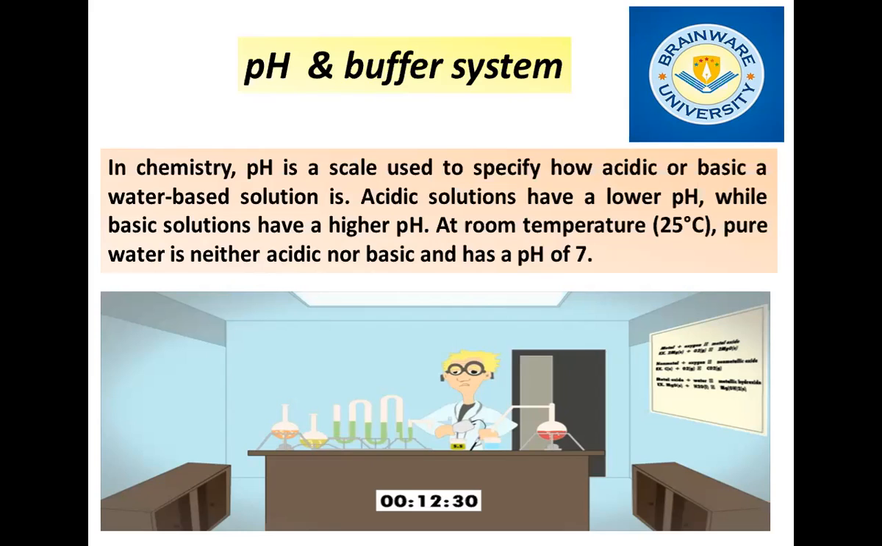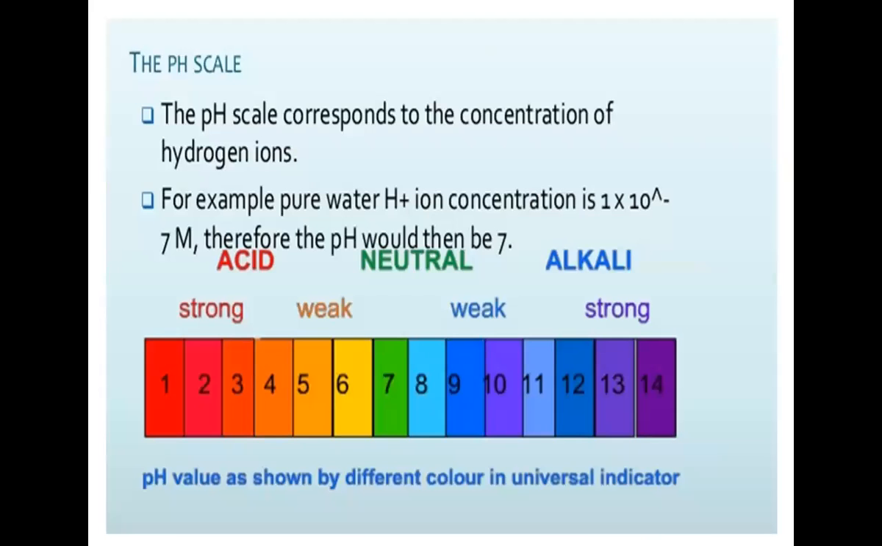If you are to tell the definition of pH, we can say that it is the concentration of hydrogen ion in a water-based solution. So basically, we will deal with the hydrogen ion concentration. The pH scale corresponds to the concentration of various hydrogen ions. For example, in pure water the H plus ion, that is the hydrogen ion concentration, is 10 to the power minus 7 molar. Therefore, pH would be 7.